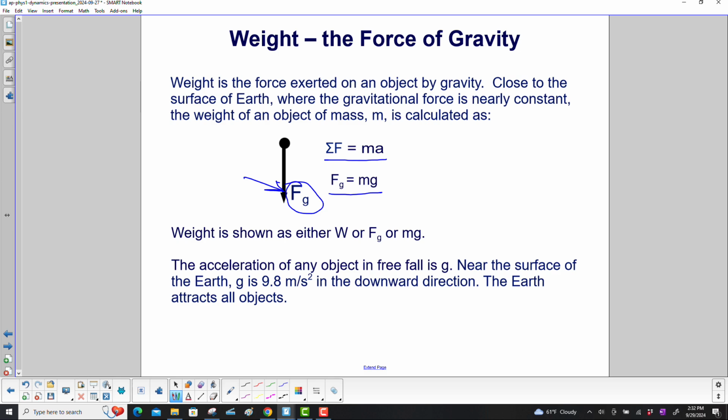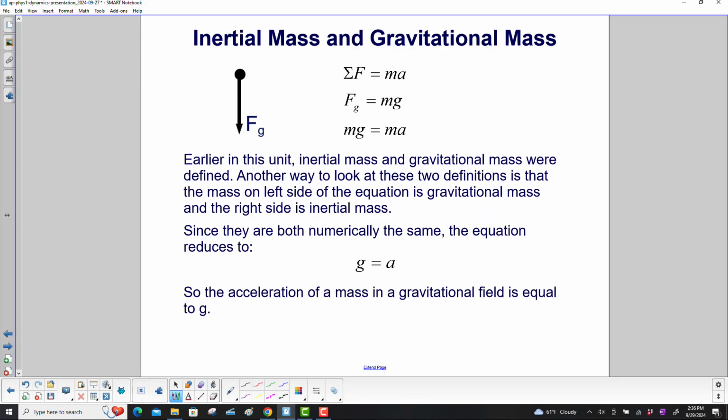The acceleration of any object in free fall is g. Near the surface of the Earth, g is 9.8 meters per second squared in the downward direction. The Earth attracts all objects. Earlier in this unit, inertial mass and gravitational mass were defined. Another way to look at these two definitions is that the mass on the left side of the equation, over here, force of gravity, mg, is the gravitational mass, and the right side is the inertial mass. Since they are both numerically the same, the equation reduces to g equals a. So the acceleration of a mass in a gravitational field is equal to g.